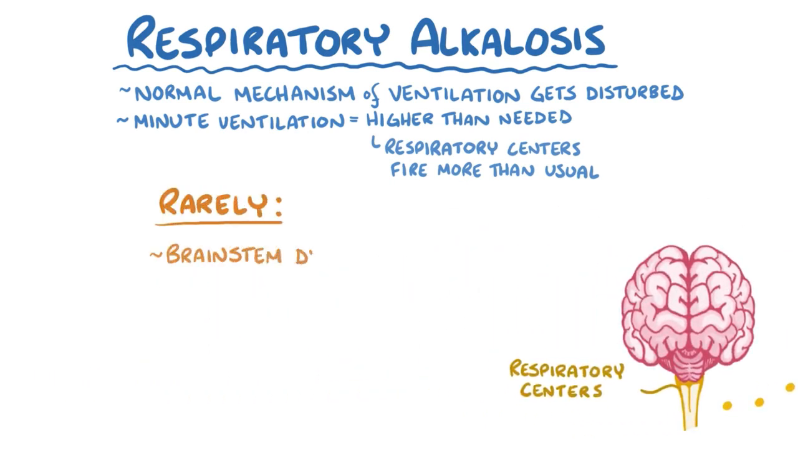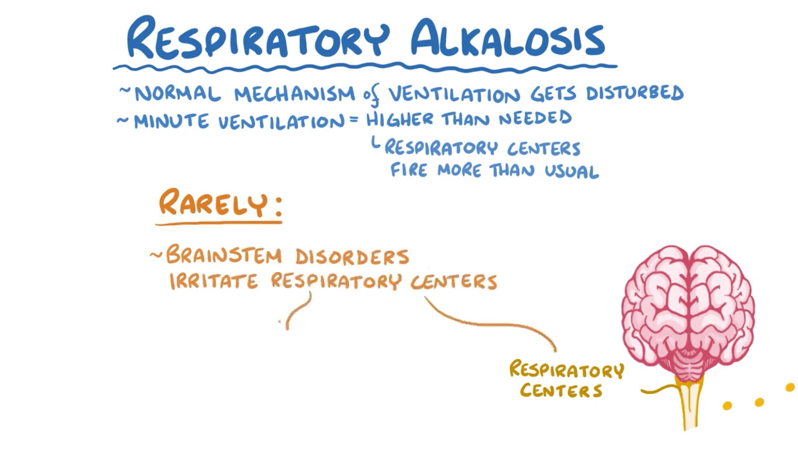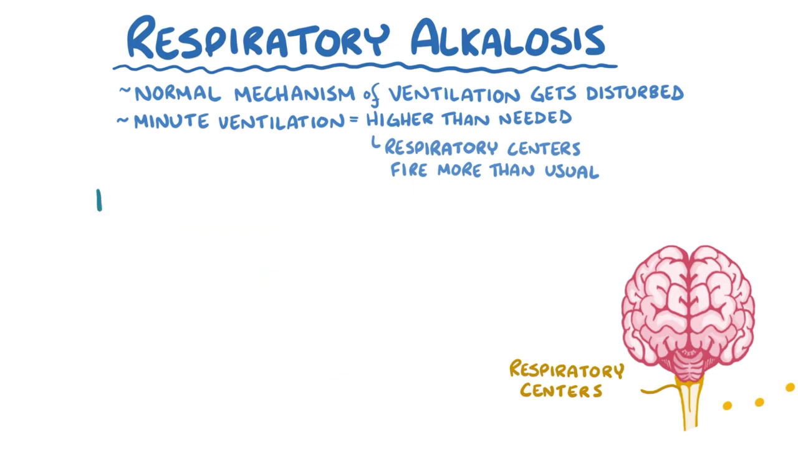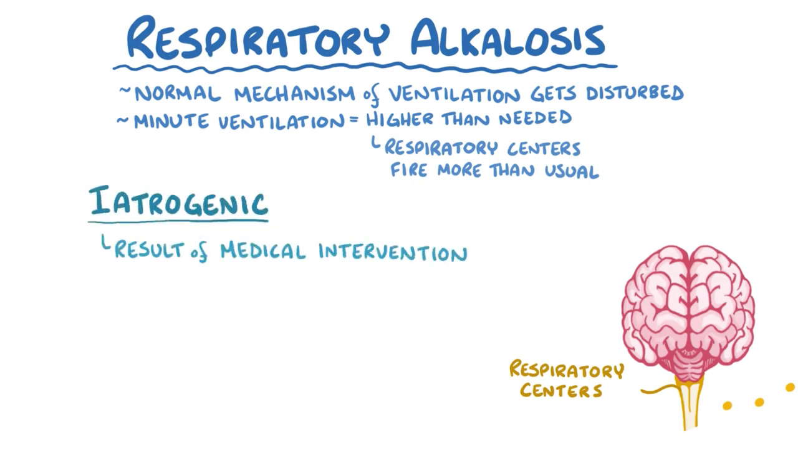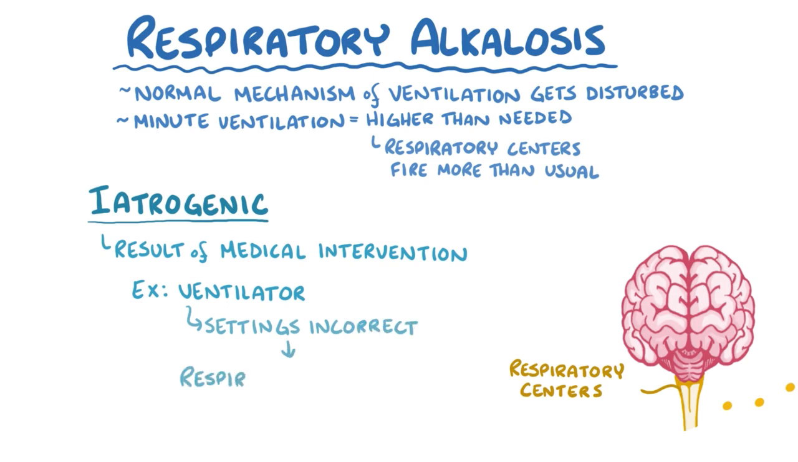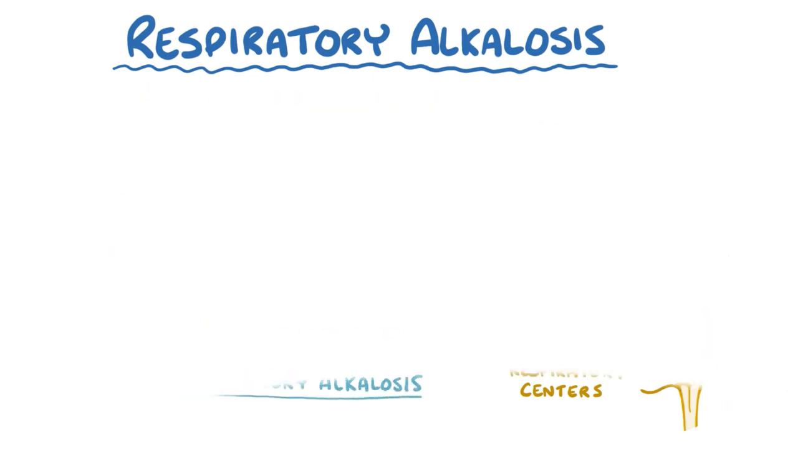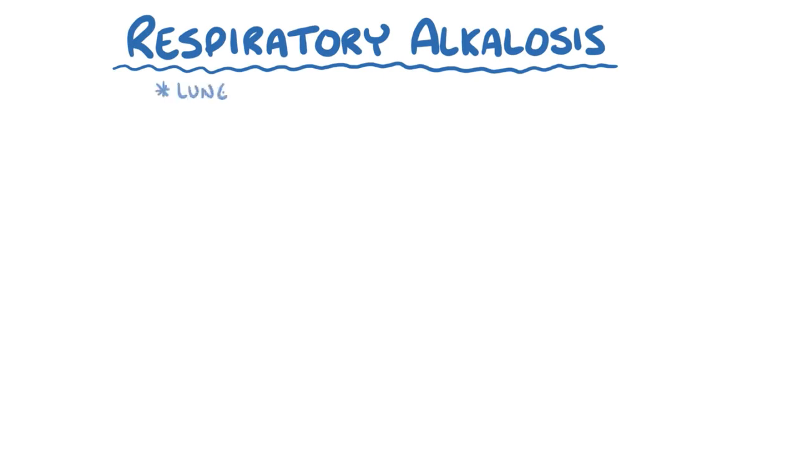Rarely, brainstem disorders can irritate the respiratory centers and make them fire more. Sometimes increased minute ventilation is iatrogenic, meaning that it's a result of a medical intervention. For example, a person might be intubated and on a ventilator. If the ventilator settings aren't correct, it can cause a respiratory alkalosis. In all of these situations, the result is that the lungs get rid of too much carbon dioxide.